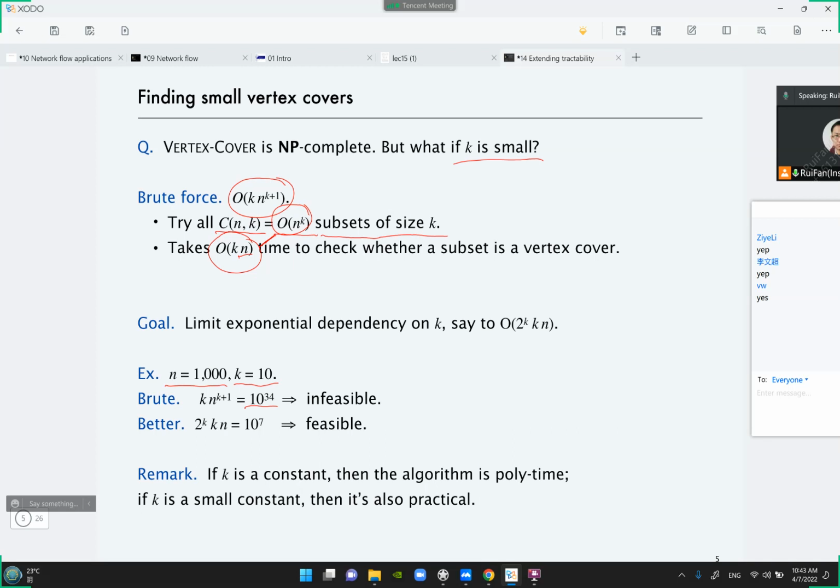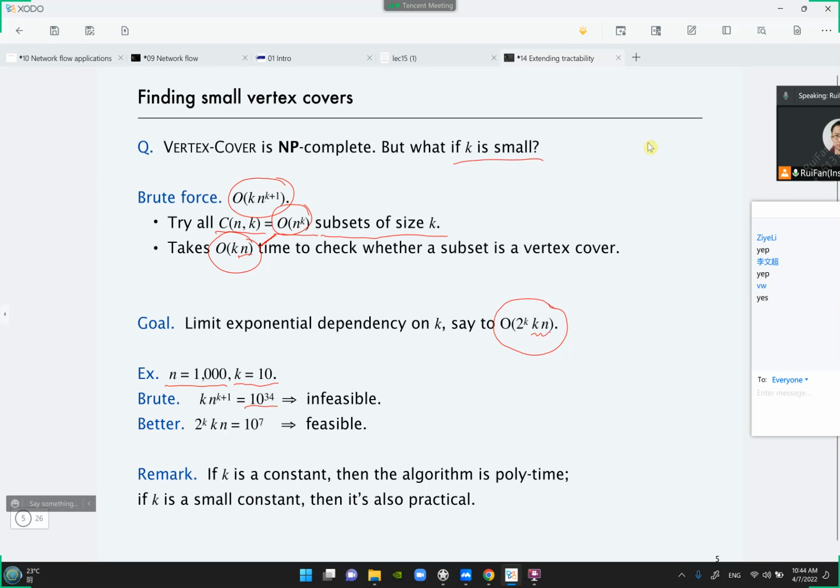However, we can still try to go for some sort of exponential time algorithm, except a better exponential time algorithm. What I mean by that is, suppose we try to find an algorithm with exponential running time, but instead of n to the k, which is what we have here, we find an algorithm that has 2 to the k running time, times some polynomial stuff. Then this is still an exponential time algorithm, but if your k is not too large, this is actually a feasible algorithm.